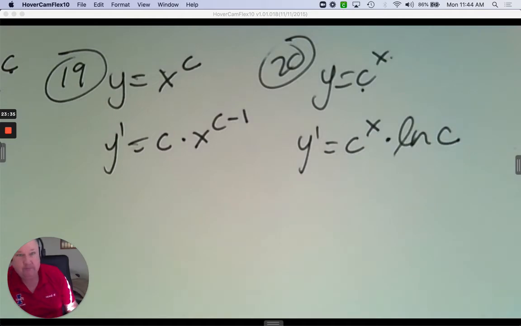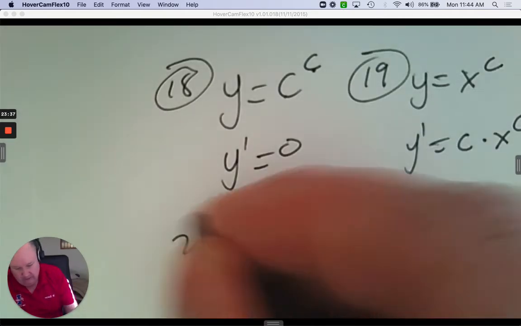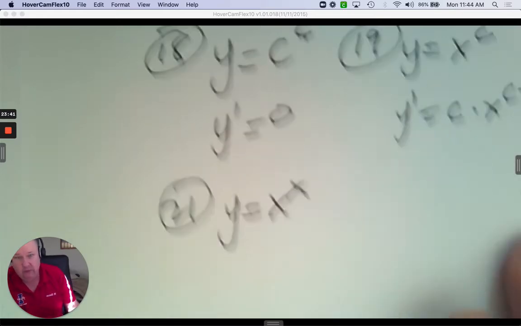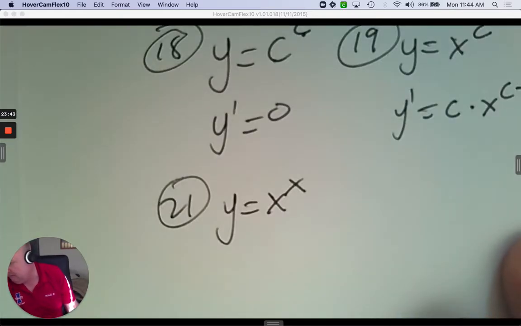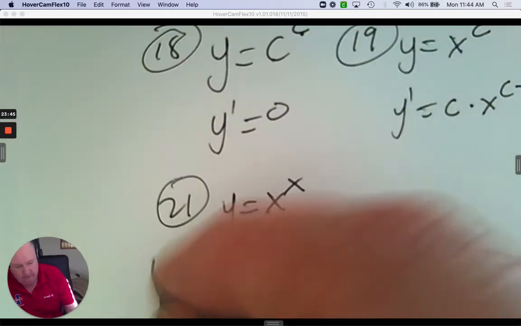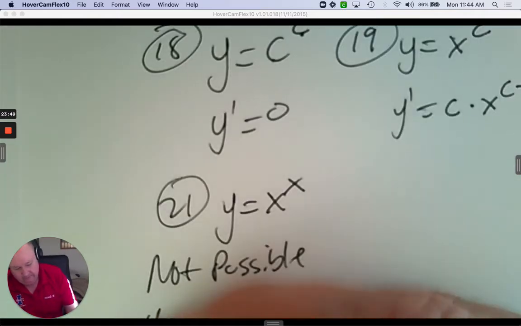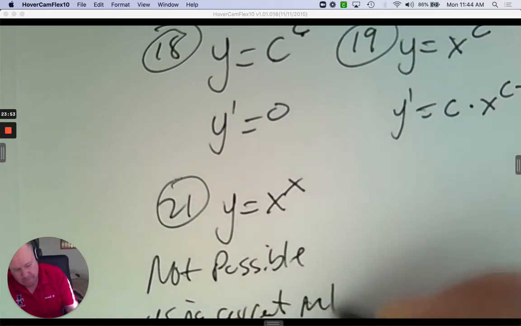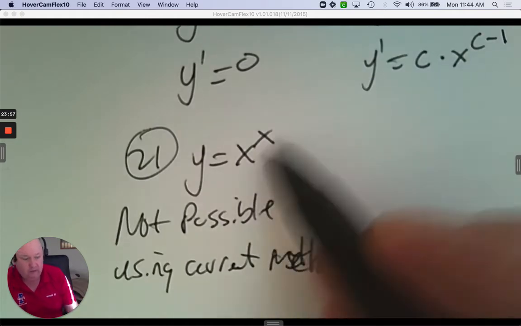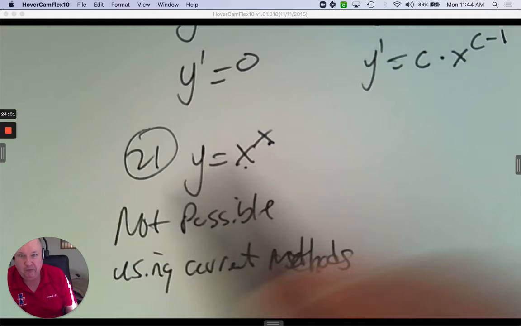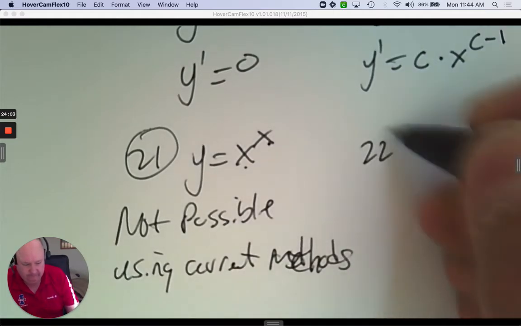21, this is the one that's not possible. So y equals x to the exponent x is not possible using current methods. You could use your calculator. So that's a very unique equation, isn't it? X to the exponent x. So that is not possible with the methods we have. 22.